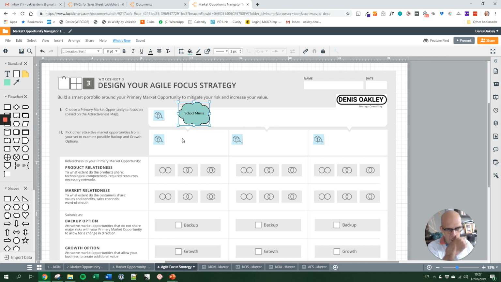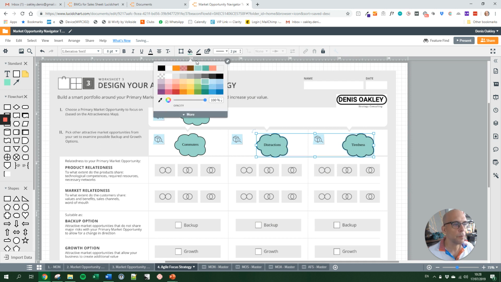And okay, so we just need to put in what we're doing here. So this is the primary market opportunity that we're focusing on. We're focusing on the school mums. The secondary opportunities are the things like the commuters, and then the distraction. I'm putting these in here because it is worth thinking about them as we design the agile focus strategy. Distractions and tiredness. It's hard spelling when you're under pressure like this. And what color were they? These were a pinky color, I think.